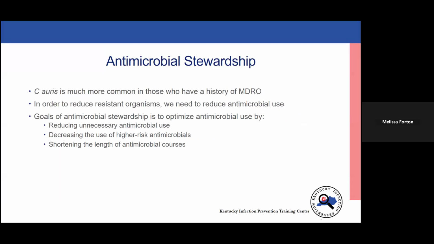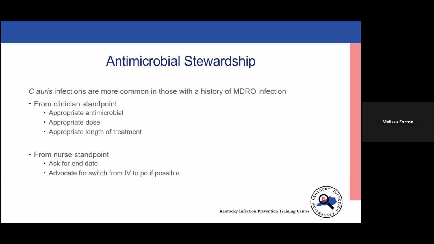Other ways that we can help prevent CRS is trying to do what we can to prevent unnecessary use of antibiotics. So we have to reduce antimicrobial use if we want to reduce resistant organisms. And so again, reducing unnecessary use, decreasing the use of higher risk antimicrobials, and shortening the length of antimicrobial courses if possible. So we know that CRS is more common in those who have a history of MDRO infection. So from a clinician standpoint, we'd want to make sure we have the appropriate antimicrobial at the appropriate dose for the appropriate length. And from a nursing standpoint, we want to make sure that we ask for an end date when this is ordered. We don't want to just continue this indefinitely. We want to advocate for switching from IV form to oral form when and if possible.